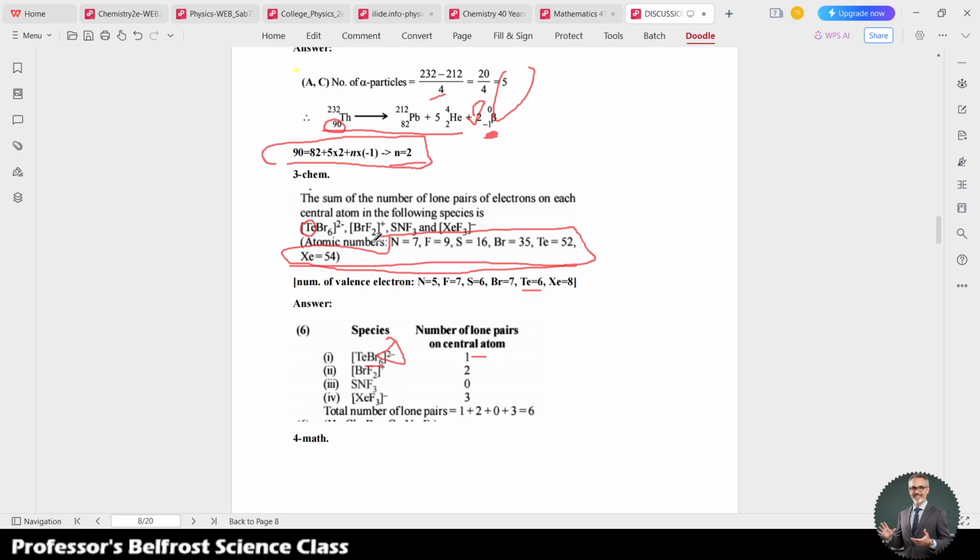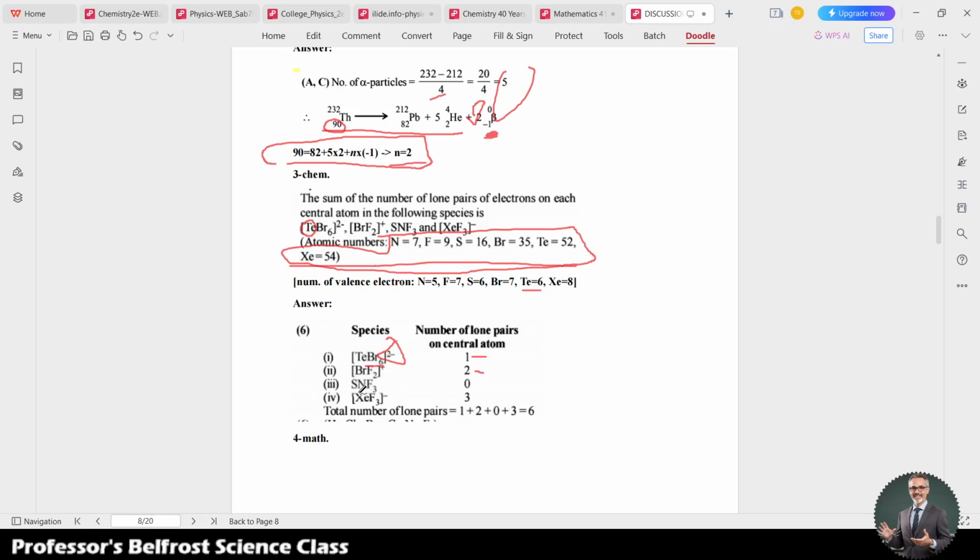How about BrF2 plus? Br has 7 electrons, but it is positive, so it donated 1 electron, and it is left with 6 electrons. Fluorine accepts 1 electron each, so with 2 fluorine atoms, that is 2 electrons. So 6 minus 2 is 4. 4 divided by 2, because it means pairs, is 2.